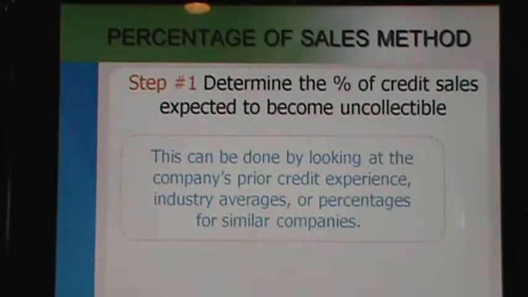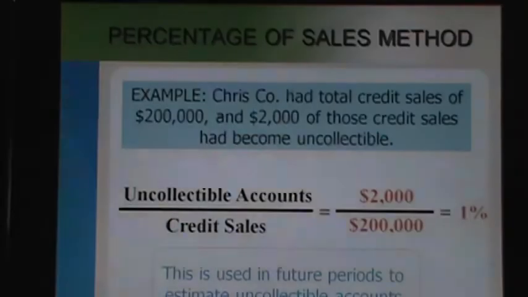So the percentage of sales method, the first thing we have to do is determine the percent of credit sales expected to be uncollectible. And this is done by looking at companies' prior year's records, industry averages, or some percentages of similar companies if you don't have any data on your own business.